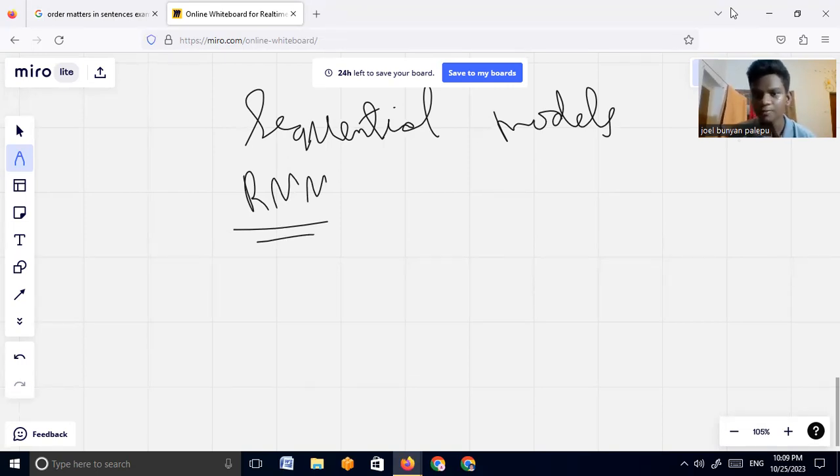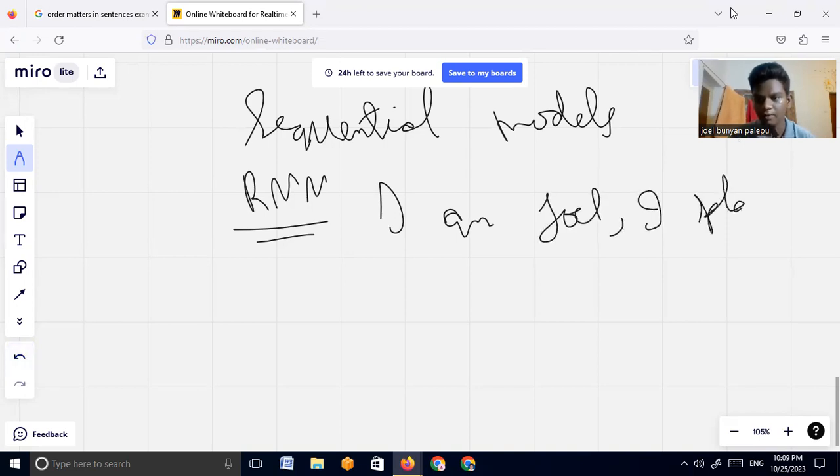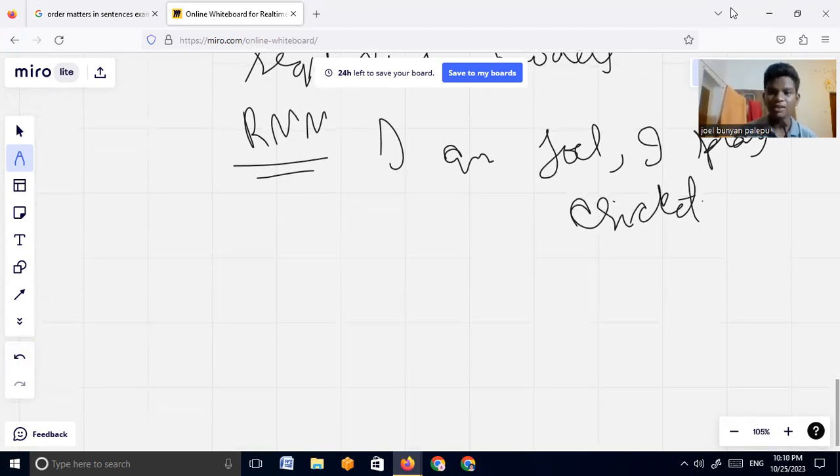For example, we have a sentence: I am Joel. I play cricket. Let's say we have this sentence. I'll just draw the architecture. Let's say this is the block. If we want to predict the next word, we'll basically have this architecture.